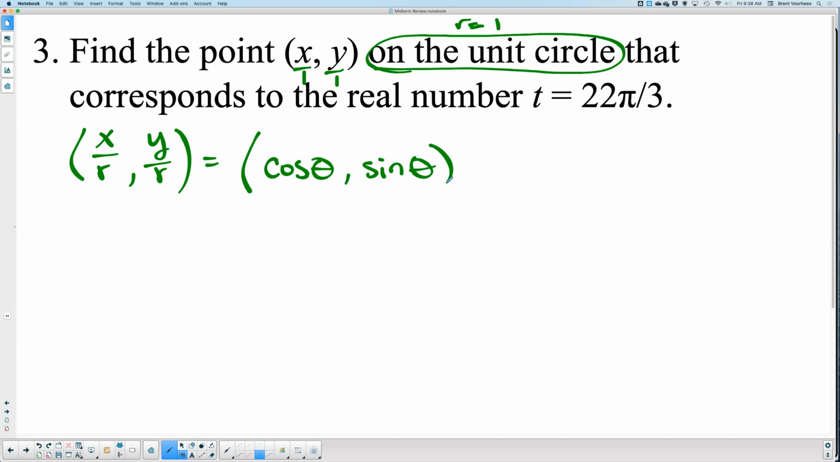It says find cosine of 22 pi over 3, sine 22 pi over 3. Excuse me, it doesn't say that. That's what we have to do. We need to find cosine of 22 pi over 3, comma sine 22 pi over 3. Are you tracking with what we have to do there? How did I get from x and y to cosine and sine? Because cos is what letter? X, sine is y.